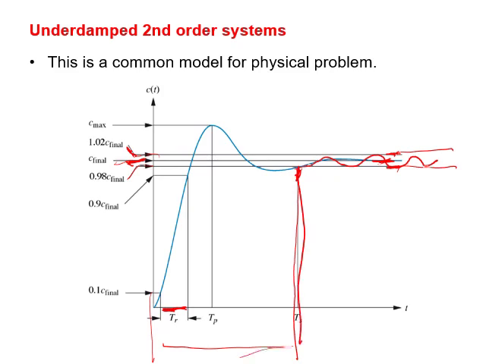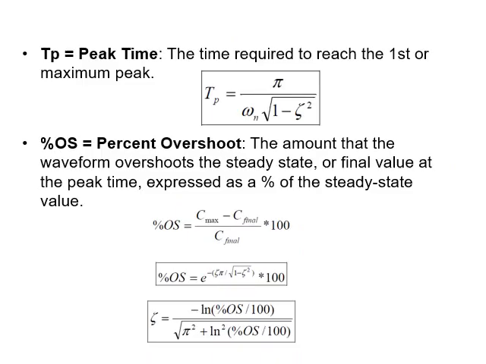Also, there is another time expressed here, TP, the peak time, which is the time taken until the response goes to the highest value in the response. We call it TP. C max is the maximum value in the response. C final is the final value, which is the steady state. That's how we can define the second order response.